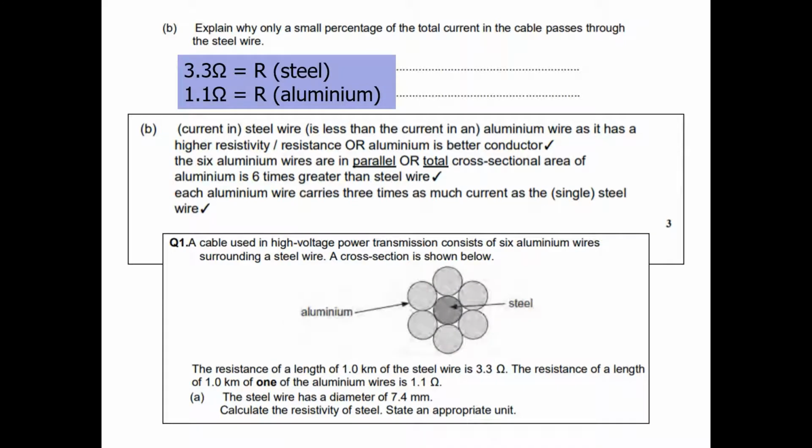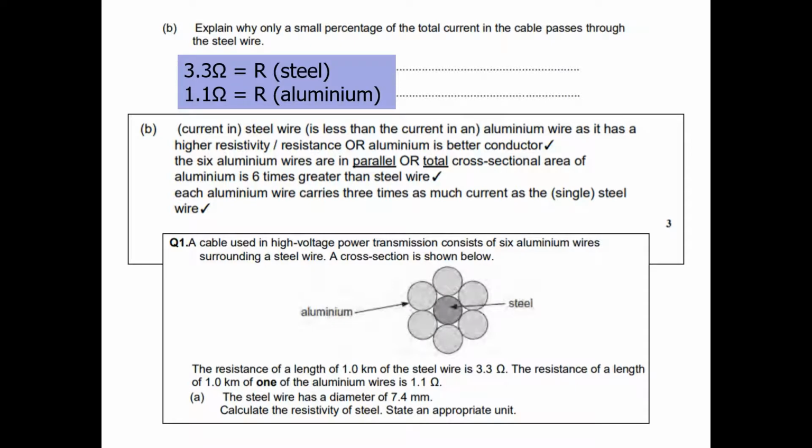Alright, so the mark scheme: the resistance of steel is 3.3 ohms and the resistance of aluminium is 1.1 ohms. So you can see that the resistance of steel is higher than the resistance of aluminium. So therefore the current is higher in the aluminium. Alright, so let's have a look at the mark scheme.